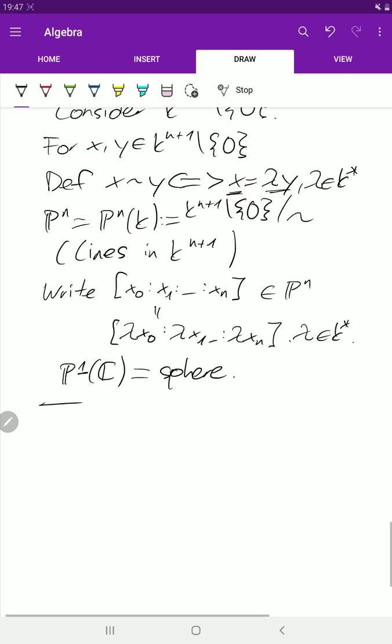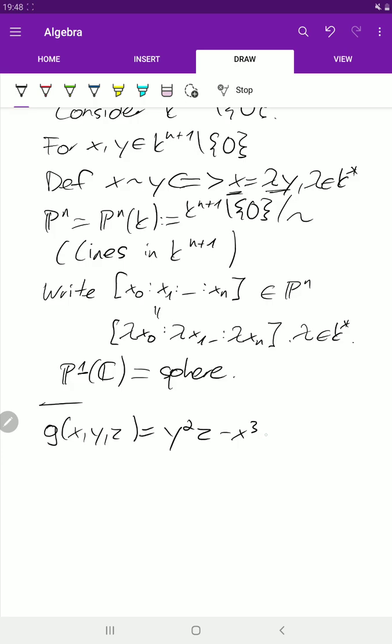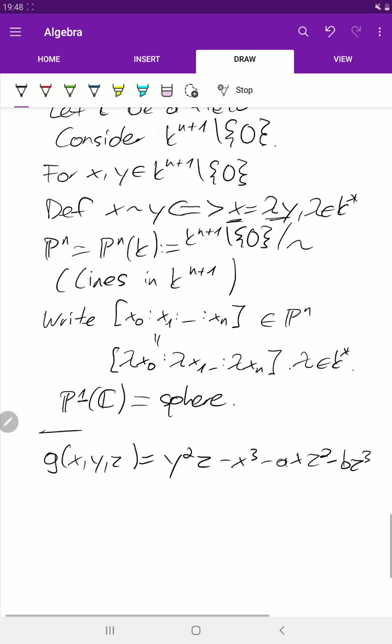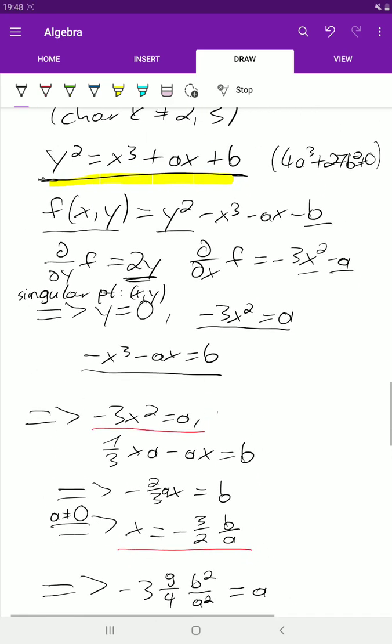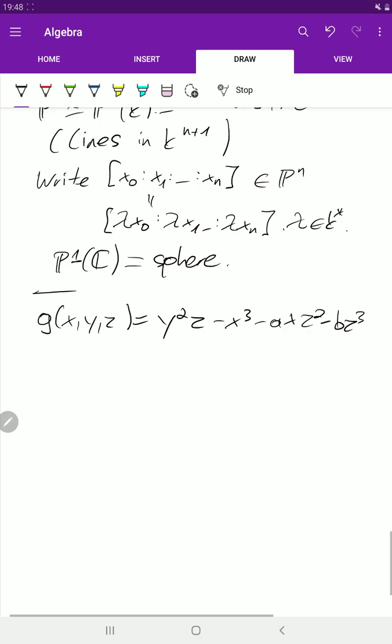Okay, but now let's go back to elliptic curves. And let's look at the polynomial as follows now. Well, let's say g of x, y, z to be y squared z minus x cubed minus a x z squared minus b z cubed. As you may have noticed, we have this f here, and here we multiply with z's. And now let me tell you why we do this. So this is a homogeneous polynomial. Homogeneous means that every term has the same degree. So all these terms have degree 3.